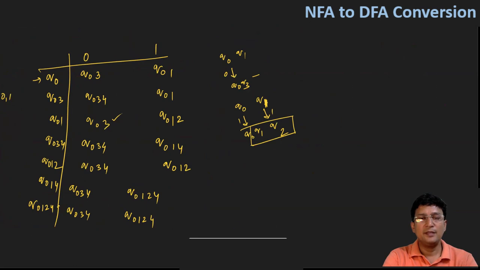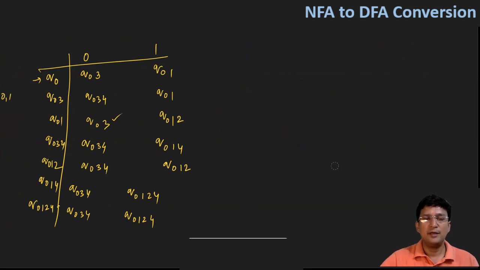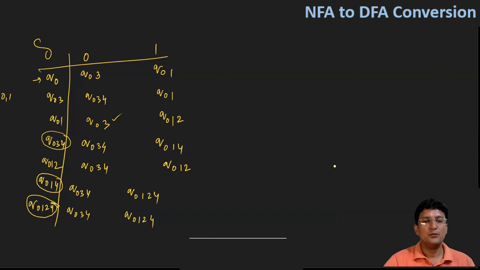Now I leave the drawing of the DFA diagram to you, because I have already written the transition table for the DFA. One thing to remember is that the Q4 state was the final state in the NFA. So what will be the final states here in the DFA? All those states which contain Q4. So these are the states which contain Q4. So these are the final states.